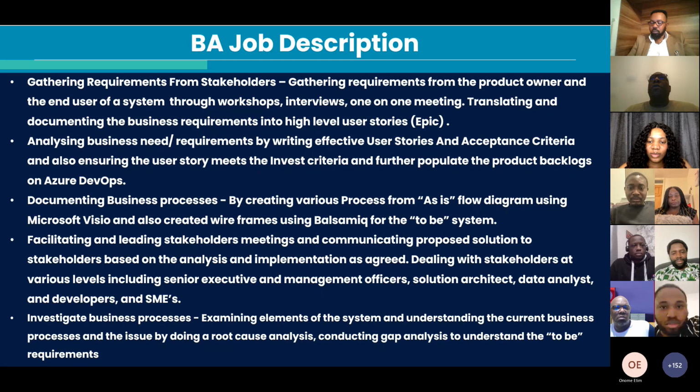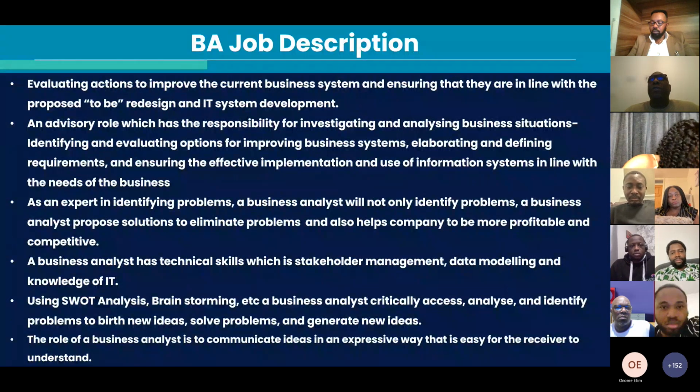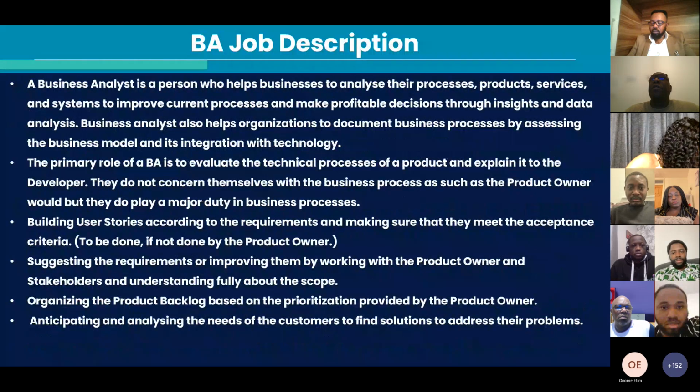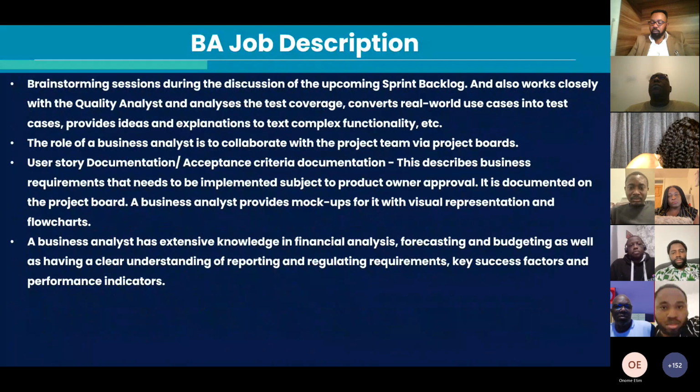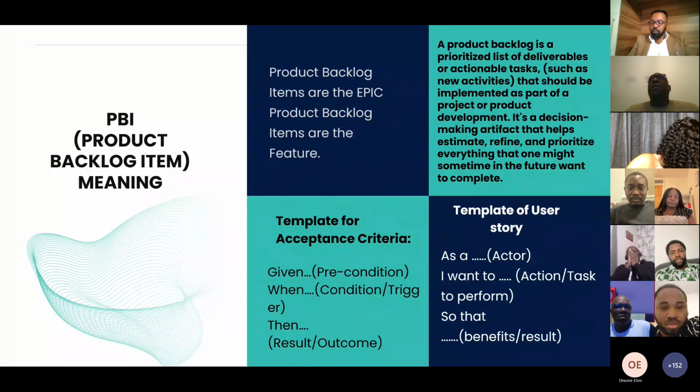So basically, we've got a couple of slides on BA description. It gives an in-depth explanation of them. That's another slide on BA description. That's another one. Next. Next. Also, we have a product backlog item. This is the definition of PBI. Next slide.